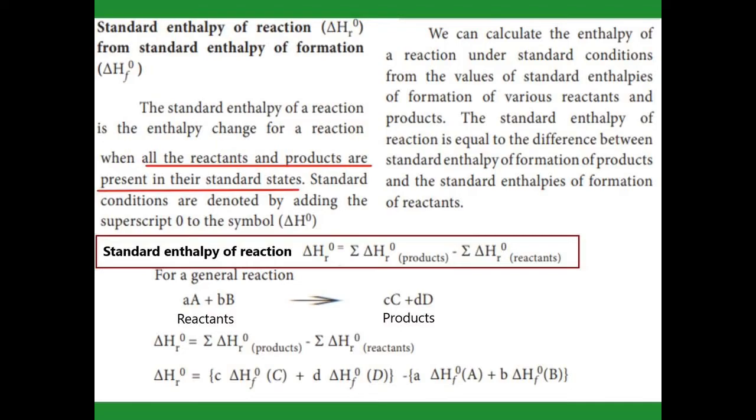So C moles multiplied by the delta H value given, plus D moles for the D product. What is the mole there? D moles. So D into delta H of D, minus A moles of A reactant, so A into delta H of A, plus B moles of B reactant, so B into delta H of B. This is the equation for the standard enthalpy of reaction.